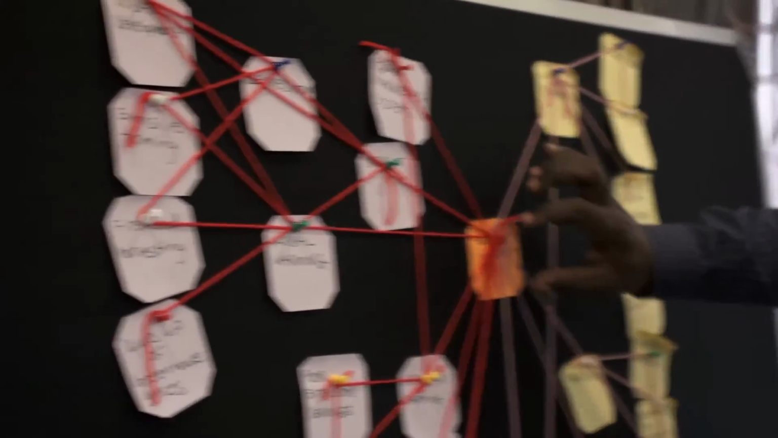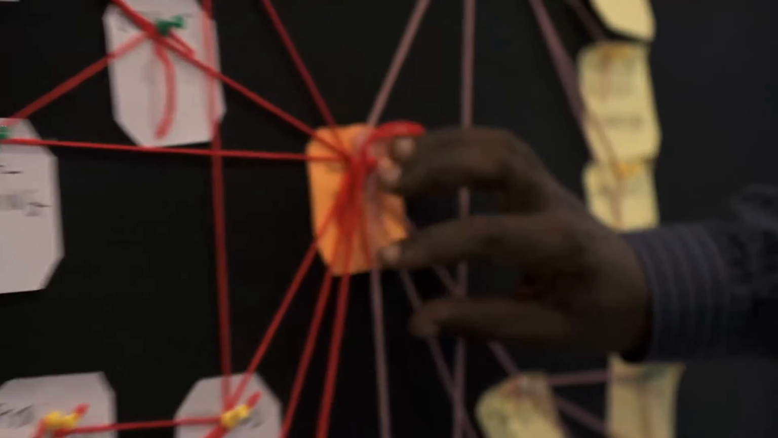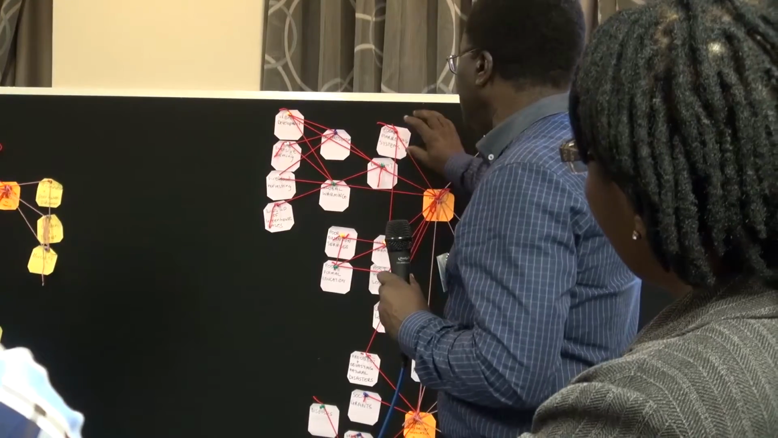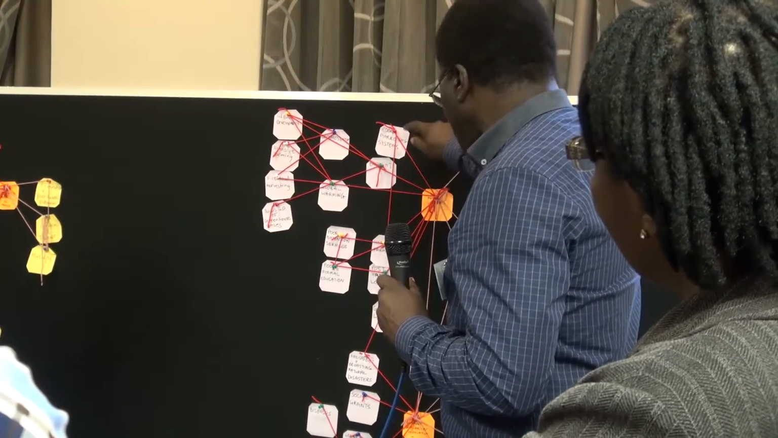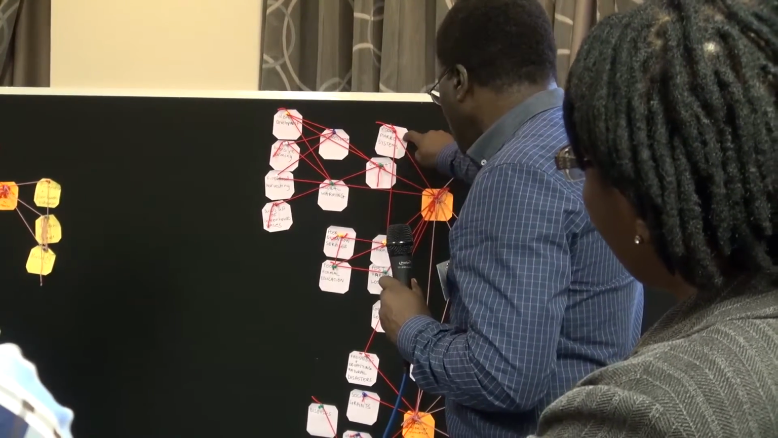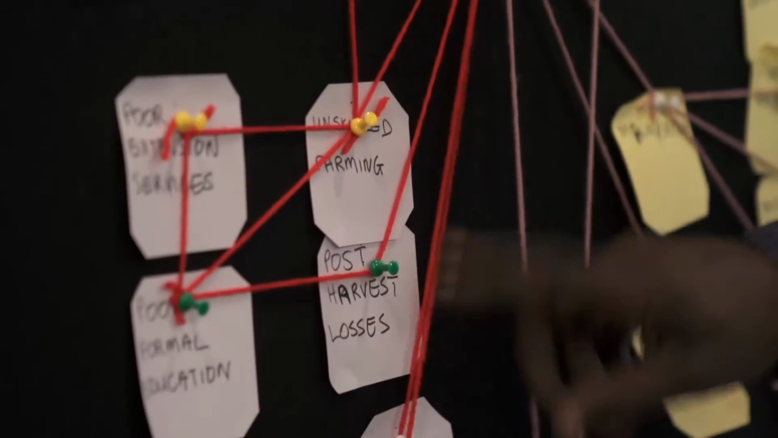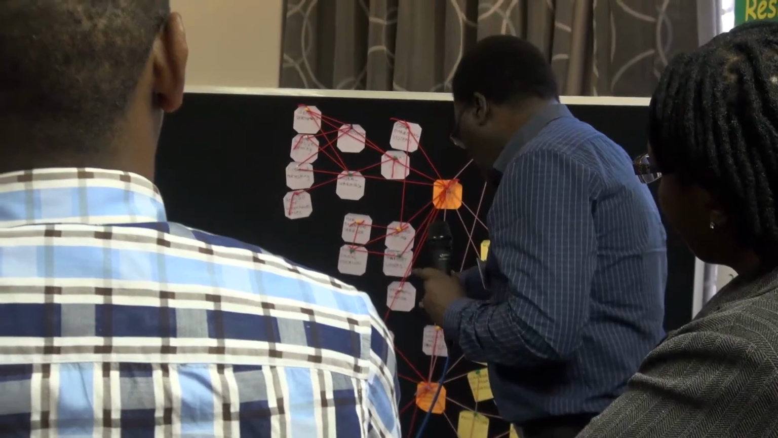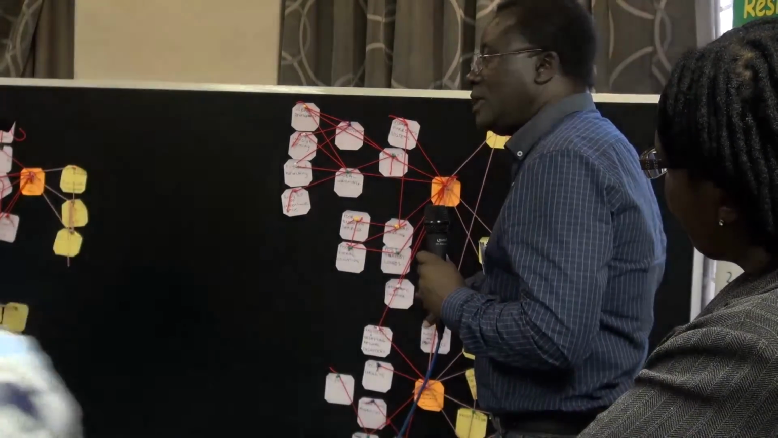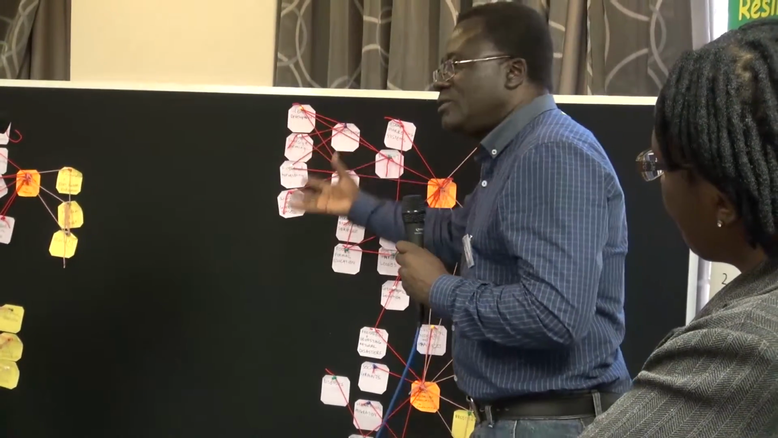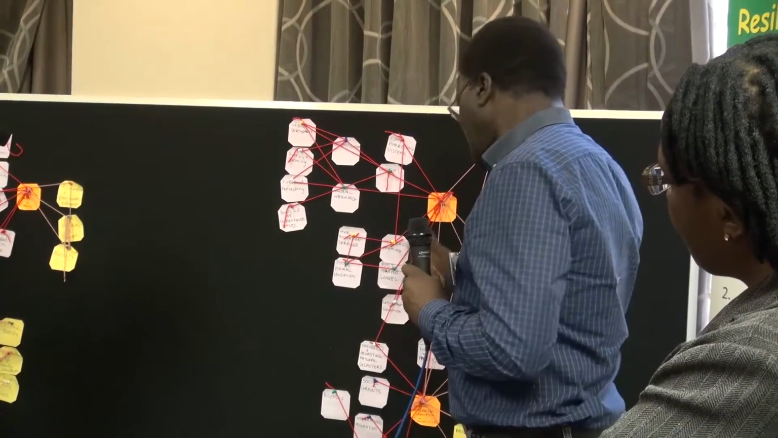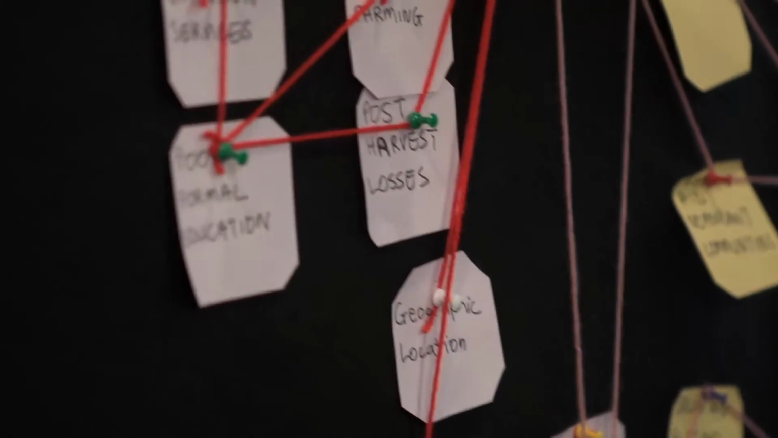Well, to start with, we looked at the food insecurity. And we are saying that food insecurity might be caused by drought, poor marketing systems, unskilled farming, and post-harvest losses, and also geographical location. There are certain areas where there's drought every year. So that might be one of the causes. But let me just take one line.